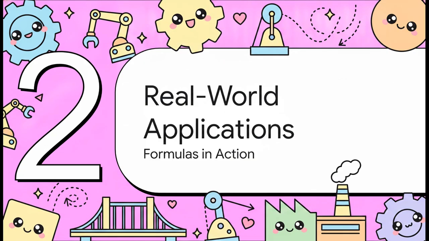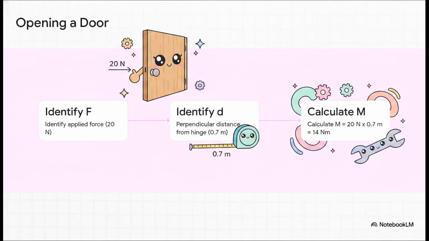Moving right along to Section 2, Real-World Applications. Now that we've got the theory down, let's see how this plays out in the physical world. Think about just opening a simple door. It's a perfect real-life 3D example of a lever arm in motion.